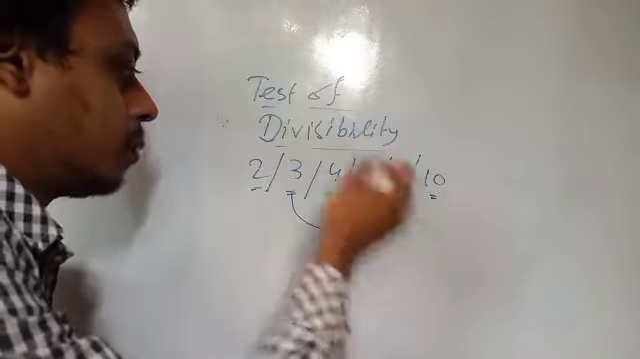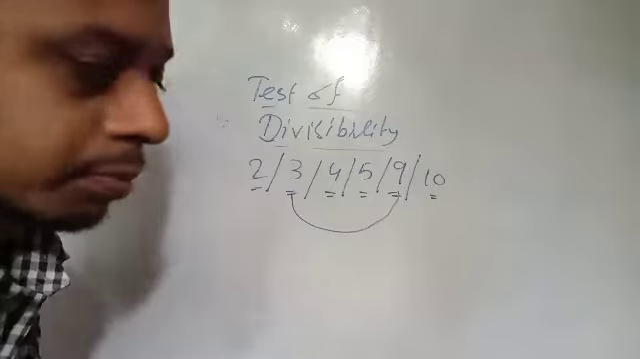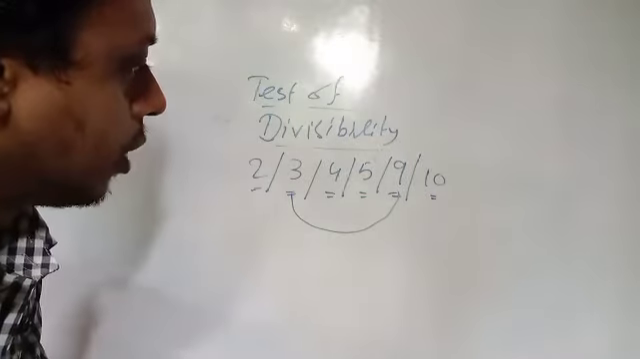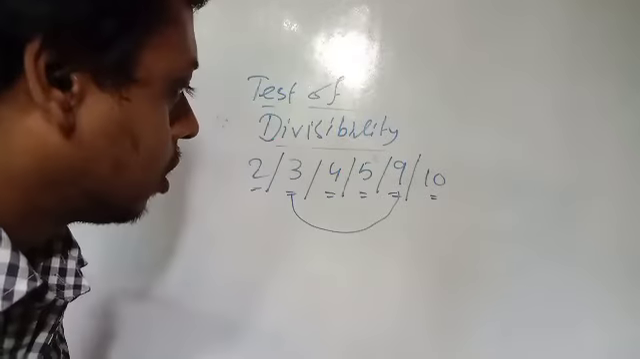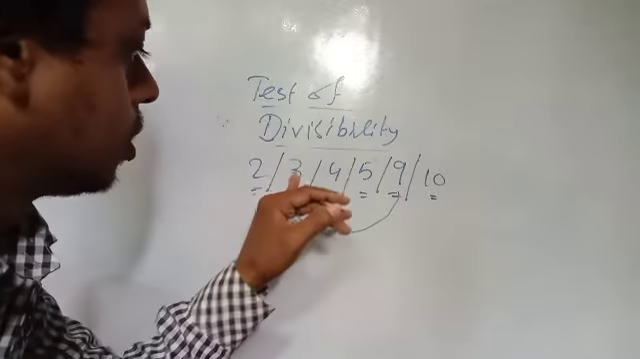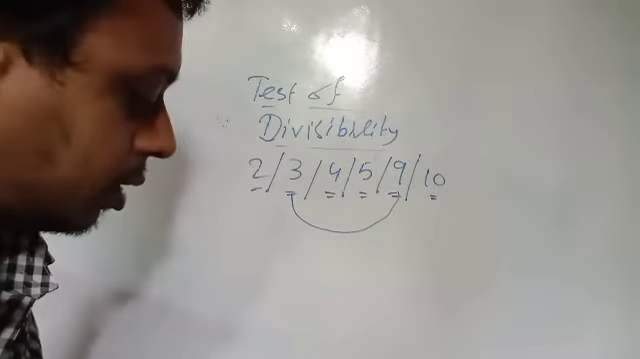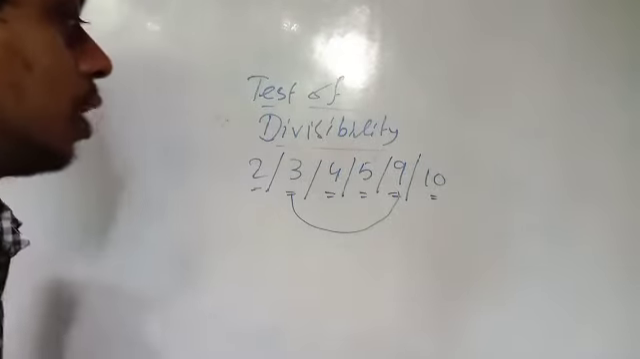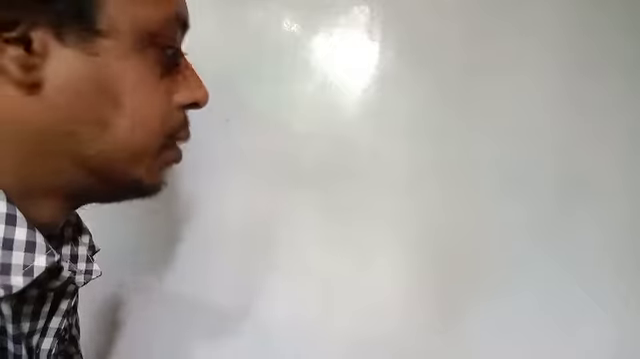Listen, the formula for 3 and 9 is the same. The way to find out whether the number is divisible by 3 or 9, that is the same. And 2, 4, 5 and 10, these are different. One by one we have to discuss. Now, which all numbers are divisible by 2? According to previous discussion, all the even numbers are divisible by 2.